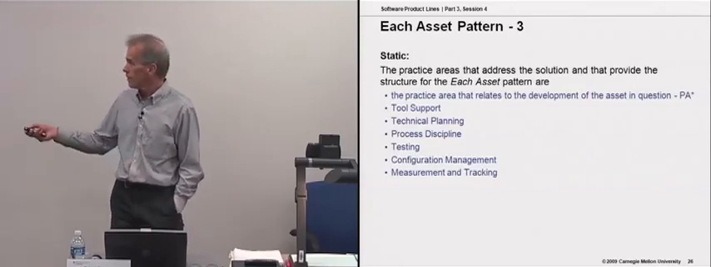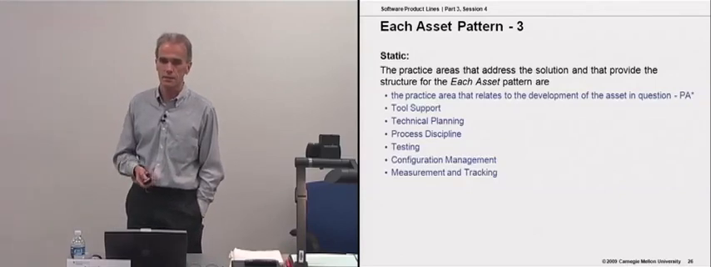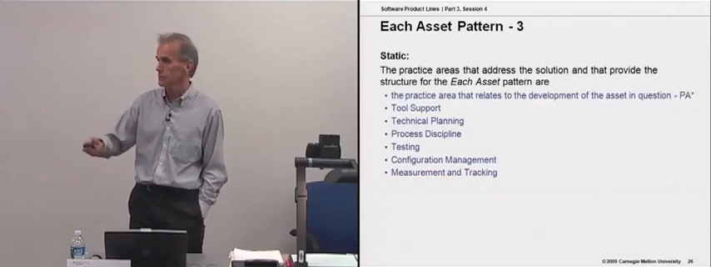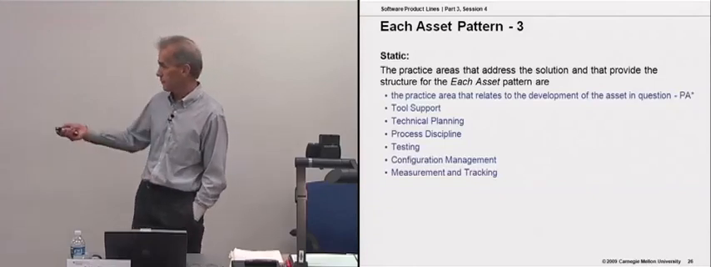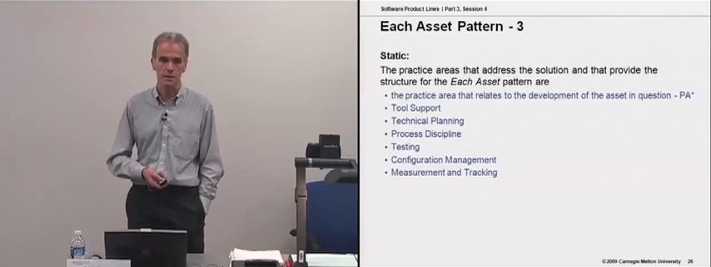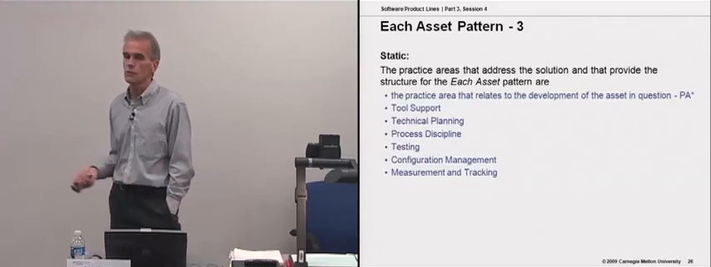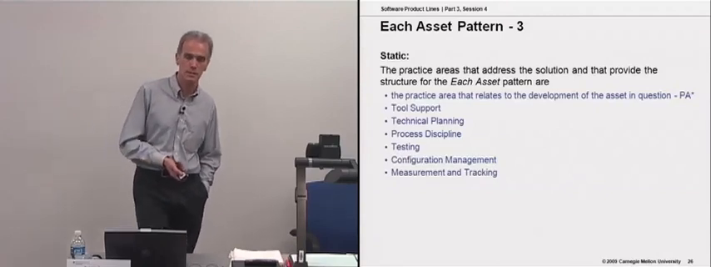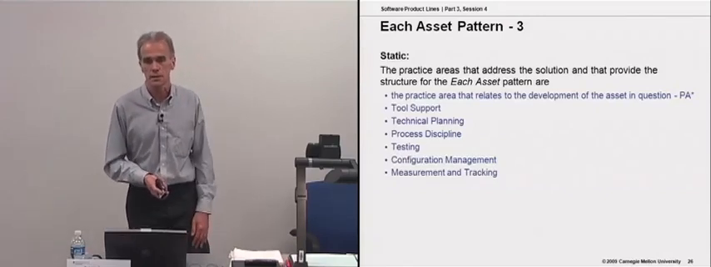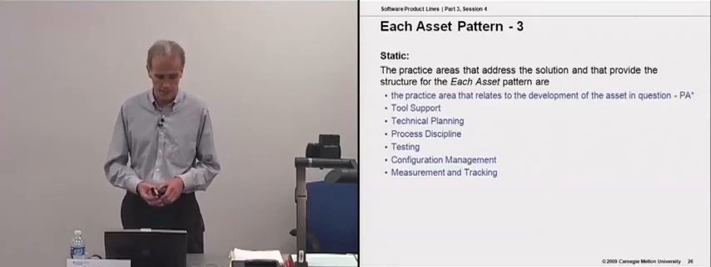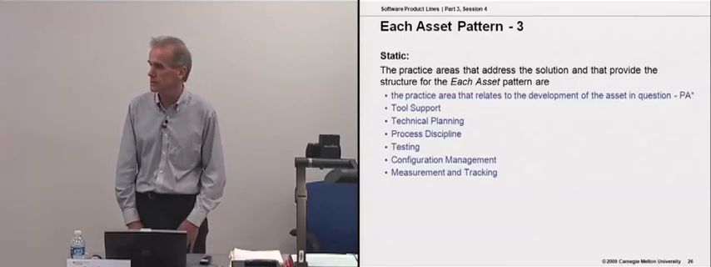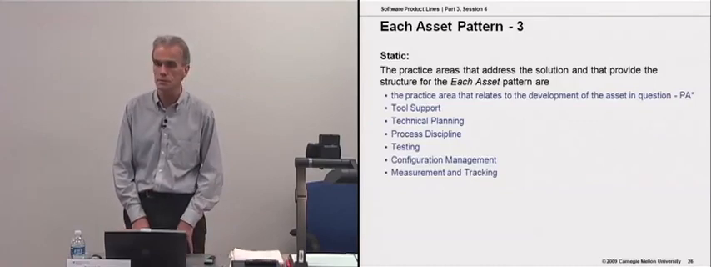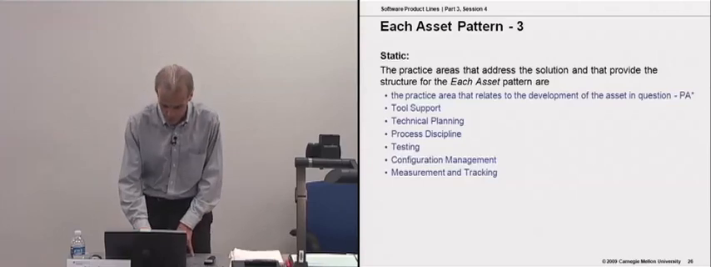What does it mean to test the asset? How do you test reusable documentation? It may mean circulating the document for review among the team, as opposed to how you test a reusable set of requirements. Configuration management: what kind of configuration management support is needed? And what kind of measures can we associate with this asset to gauge its effectiveness in the overall product line approach, and in particular in its use to create actual products?